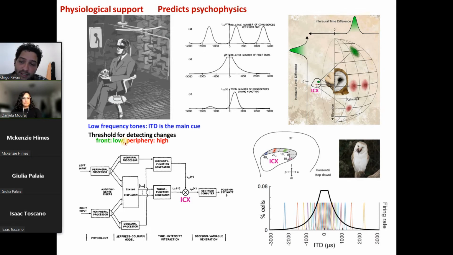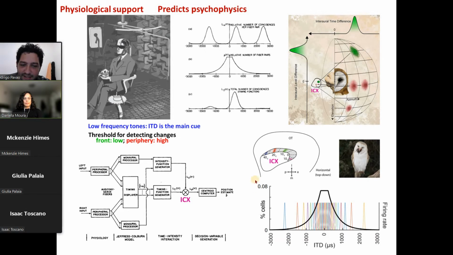And what they found is that the thresholds for detecting changes are very low in the front. So the thresholds are small, right? It's very high definition in the front, so you're able to detect minimal changes. And the thresholds in the periphery are high, right? You have to make big, large, extensive changes to be noticed by the subjects. And this psychophysics support is also connected with the physiological support, right?